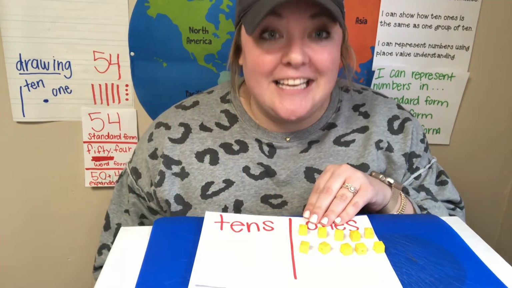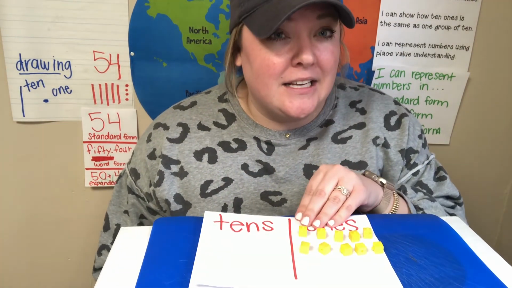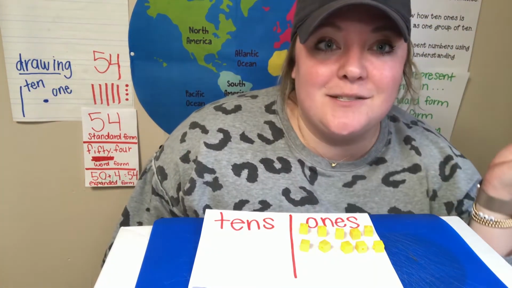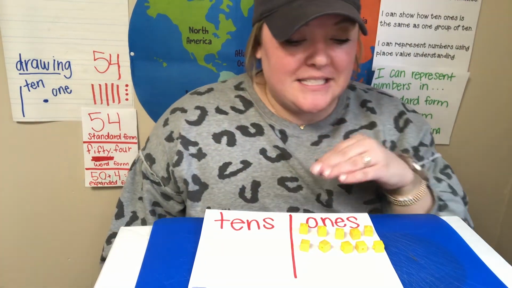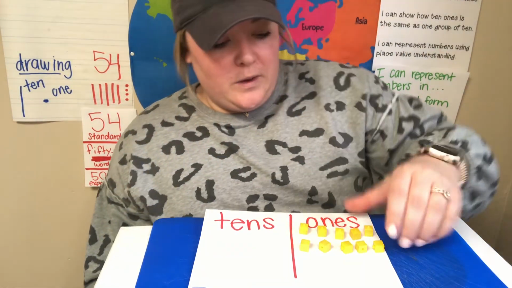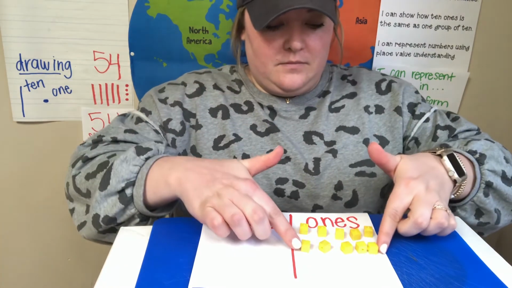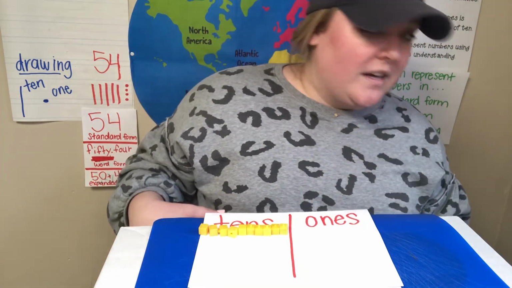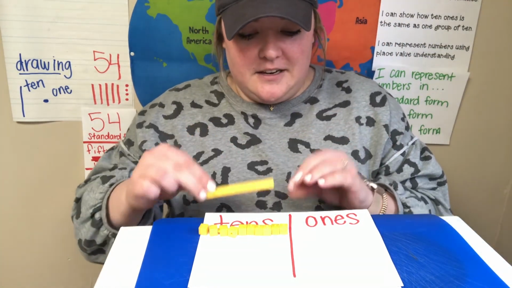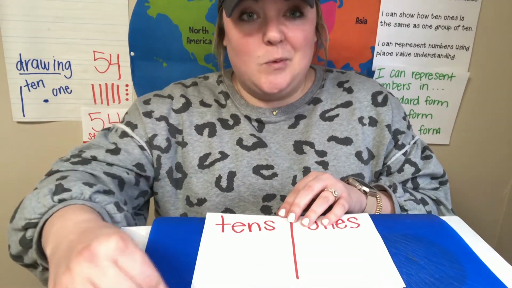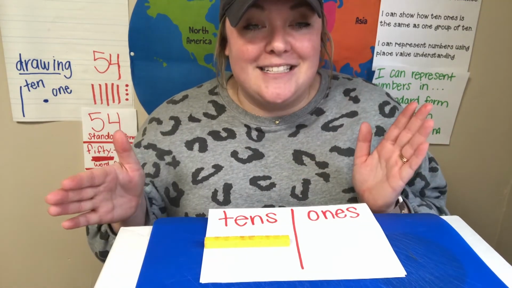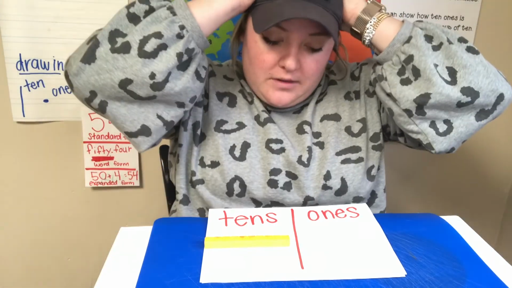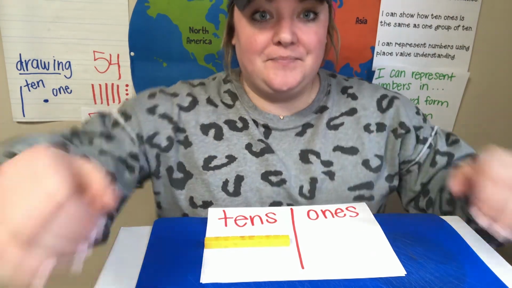We have 10 here. A group of 10? Well, we kind of have a group of 10, but really we have 10 ones, right? We have 10 ones. But since we have 10 ones, we can regroup our 10 ones for, you guessed it, one group of 10. Because 10 ones is the same as one group of 10. Yes, good job. So now we have one group of 10.